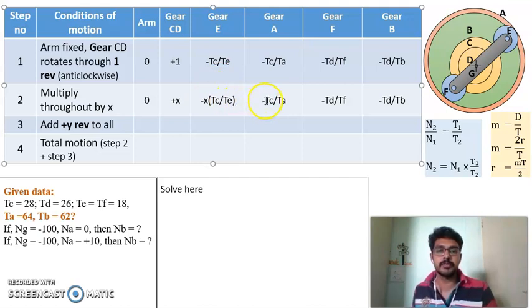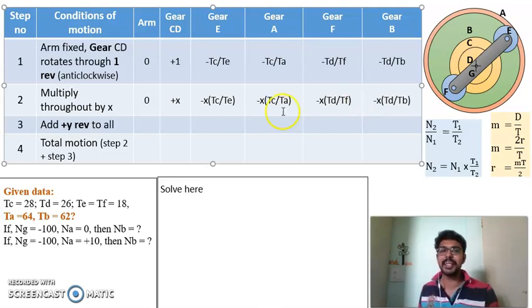Likewise, I will make all substitutions over here. That is what I am doing. I am multiplying throughout by x. So this will be x into Td by Tf and this is x into Td by Tb. This is step 2. Step 2 is complete. Now step 3 that we have is the simplest of all. In step 3, we simply need to add plus y to all these empty cells that you see. So over here, this should be plus y, plus y, plus y, plus y, plus y, and here plus y. Step 3 is over. Very simple.